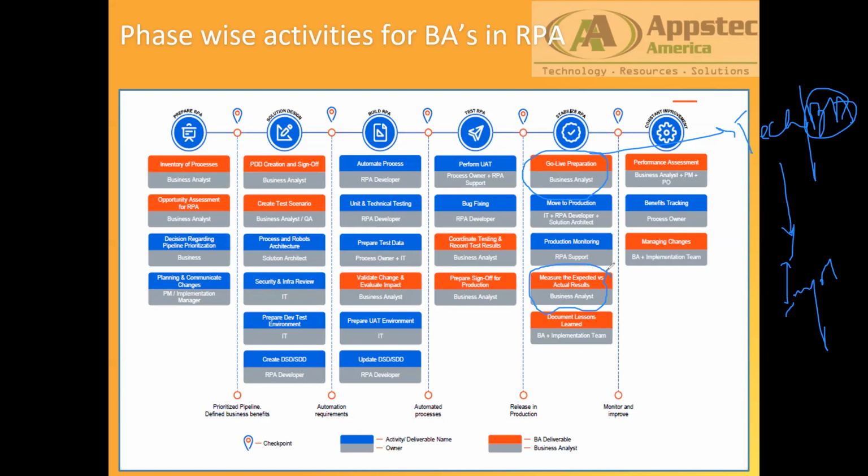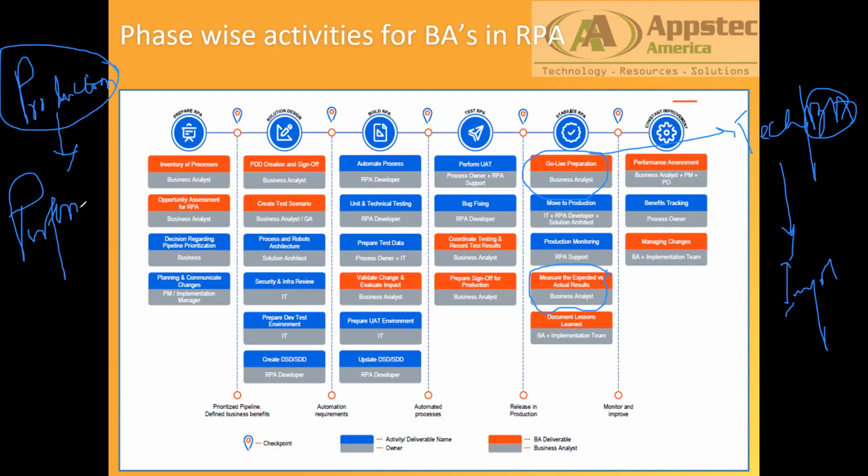Now, what happens is after the bot is delivered or deployed into production, we still do a certain assessment of the performance of the bot, that how the bot is performing in the live production. Is the performance of the bot same as it was in UAT or not? So what you do is an expected versus actual verification. Now what is expected and actual?